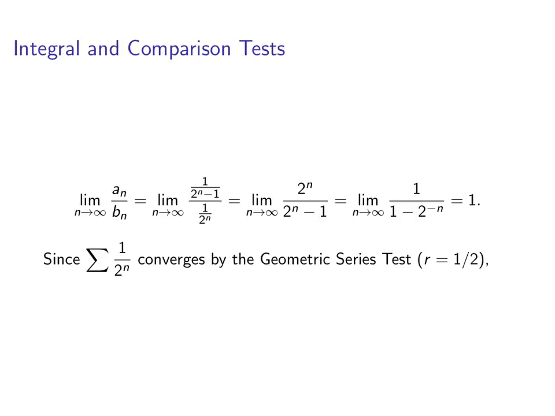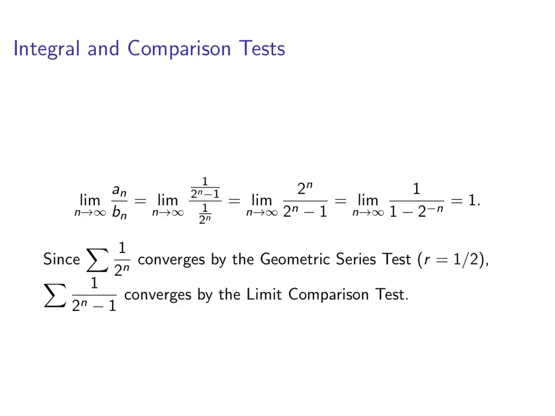Now the series that we're comparing to converges by the geometric series test, so we conclude then that the sum of 1 over 2 to the n minus 1 converges by the limit comparison test.